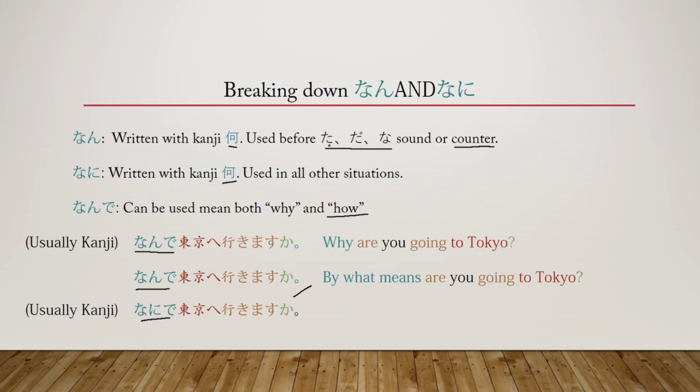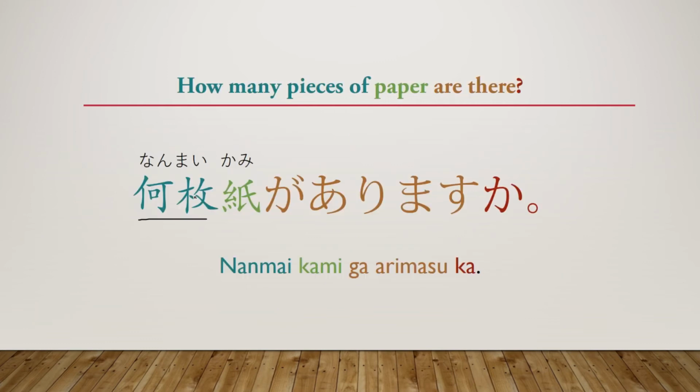Now, based off our rules, remember, if it's ta, da, or na, it would be nan, but otherwise, it would be nani. If you see, this is not ta, da, or na. But it is a counter, so it's nan and not nani. And then we have kami, which just means paper, and then ga arimasu means to exist, and we're saying how many. So how many pieces of paper exist, basically.